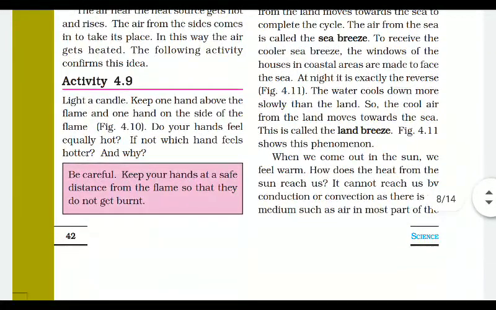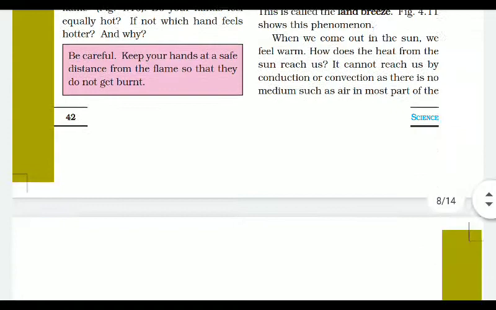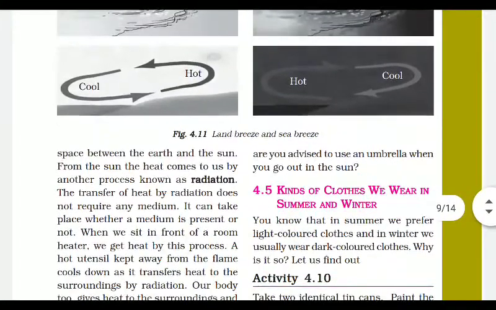When we come out in the sun, we feel warm. How does the heat from the sun reach us? It cannot reach us by conduction or convection, as there is no medium such as air in most parts of space. So from the sun the heat comes to us by another process known as radiation. The transfer of heat by radiation does not require any medium. It can take place whether a medium is present or not.